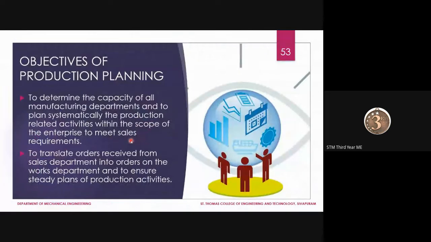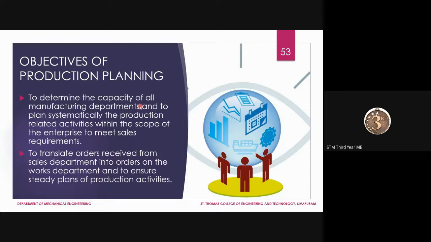So you can see, the first one is to determine the capacity of all the manufacturing departments and to plan systematically the production related activities within the scope of the enterprise to meet the sales requirement. So after the pre-production cycle, we are going into the production field, right? So we are producing a product and we are mass producing it. The objective here is that you determine the capacity of all manufacturing departments.